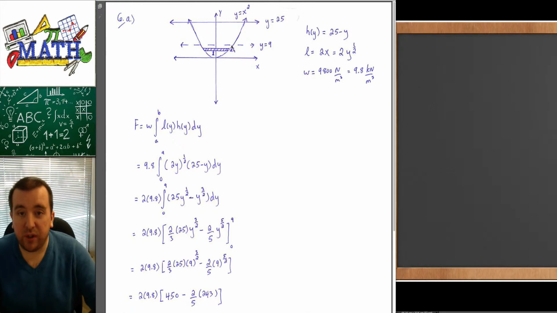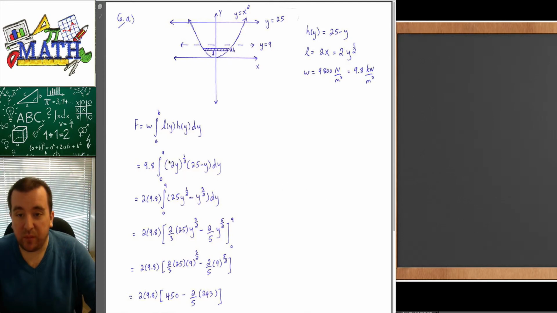And our limits of integration, now because we've done this in terms of y, we actually have to start at the bottom here and integrate up in y. So we start at y equals 0 and we integrate up to y equals 9. Therefore our limits of integration are 0 up to 9.